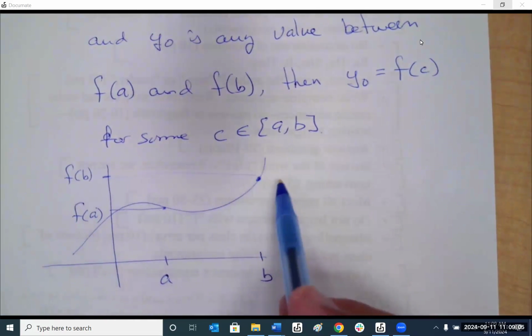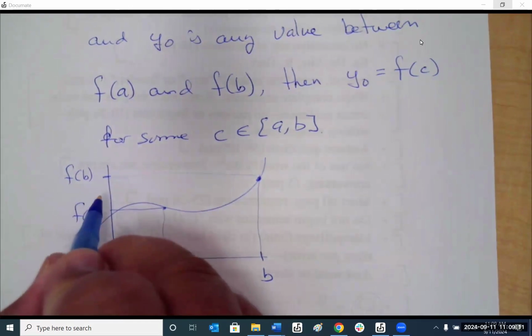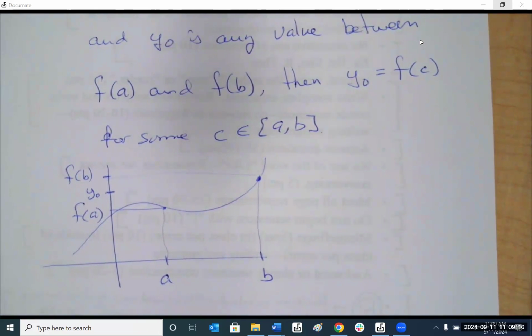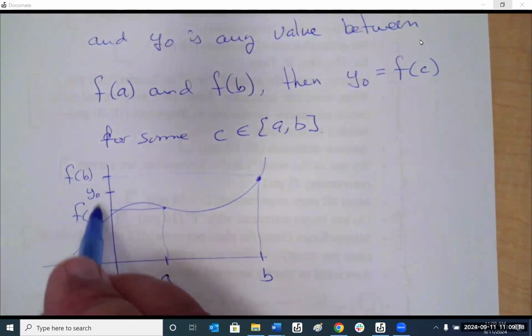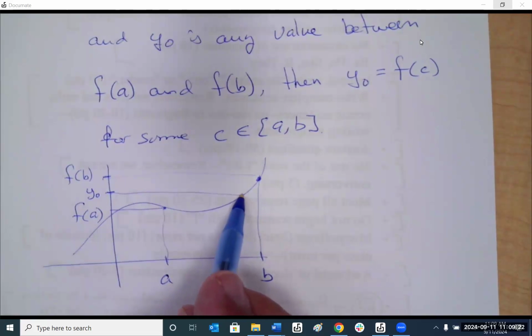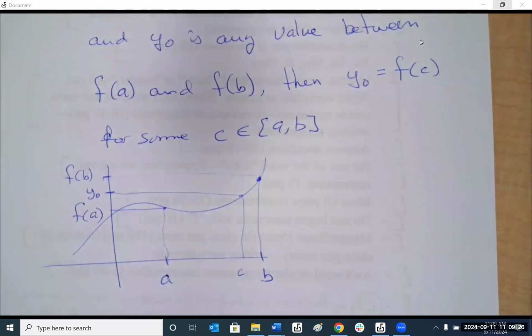So if there's a y sub 0 value here between f of b and f of a, then it has to map to some value c that's somewhere between a and b. That's all it's telling us.